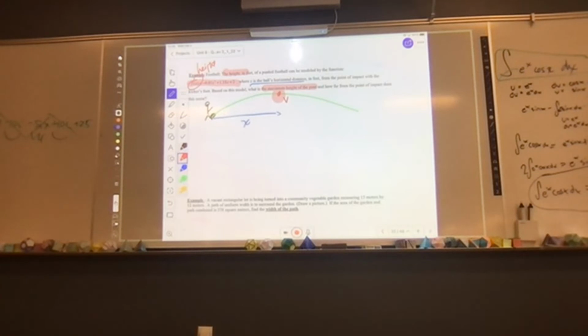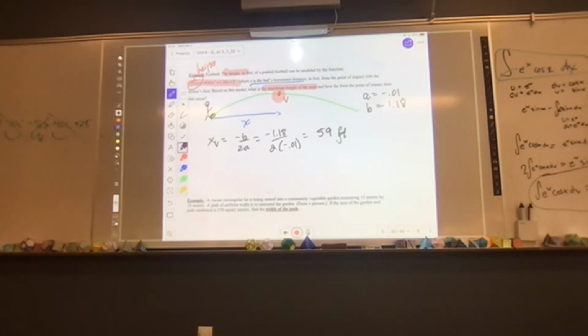Now, I have the equation. I need to figure out what is the maximum height of the punt and how far from the point of impact this occurs. What is A? Negative 0.01. What is B? 1.18. Let's substitute in and find the x value of the vertex. 59. 59 what? Feet.